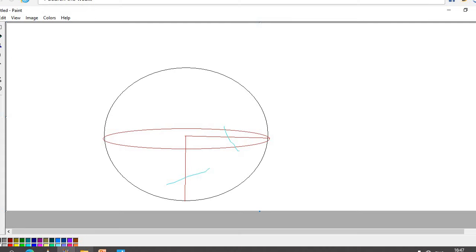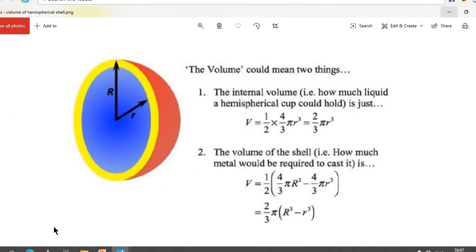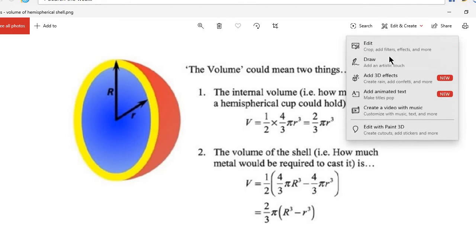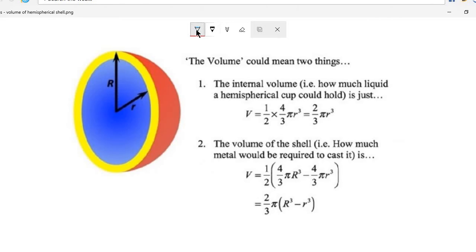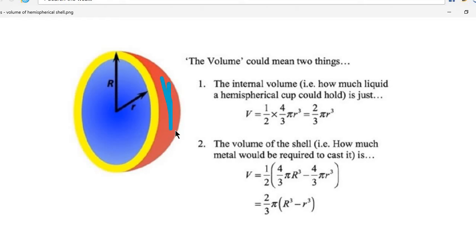Okay, so now what is a hemispherical shell? I would like to show you from one slide here. See, this is the hemispherical shell. In that, this yellow part you are seeing, first of all, this is called the outer part of the shell, this is called the inner part of the shell.